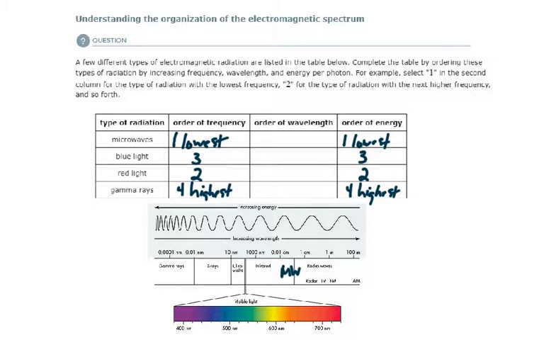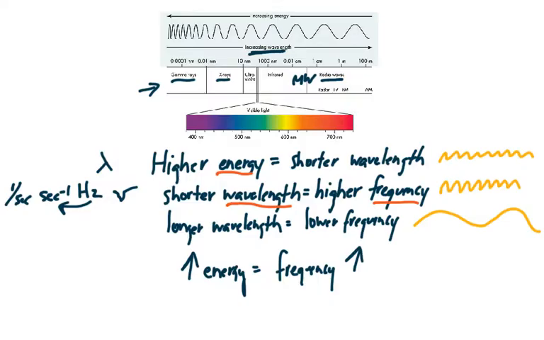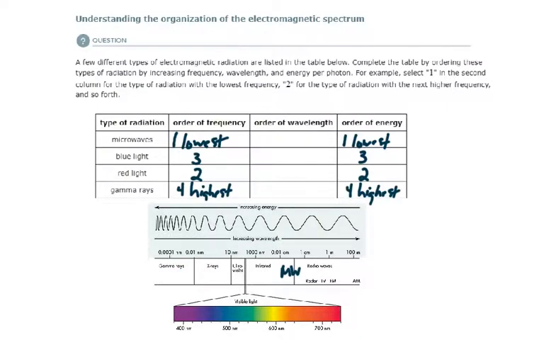What was the relationship that we established between wavelength and energy? The higher the energy, the shorter the wavelength. So let's go back to the table here. Let's find our highest energy radiation, gamma rays. It should have the shortest or the lowest wavelength. So I need to put a 1 there.